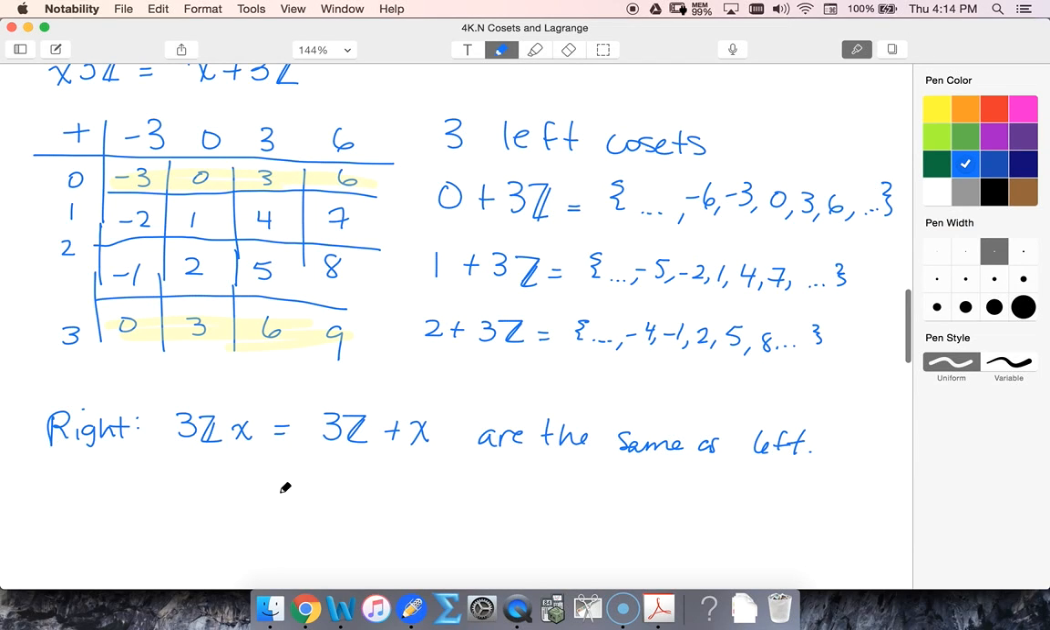In our next example, we're going to look at a case where the operation is not commutative and look at the different left and right cosets.